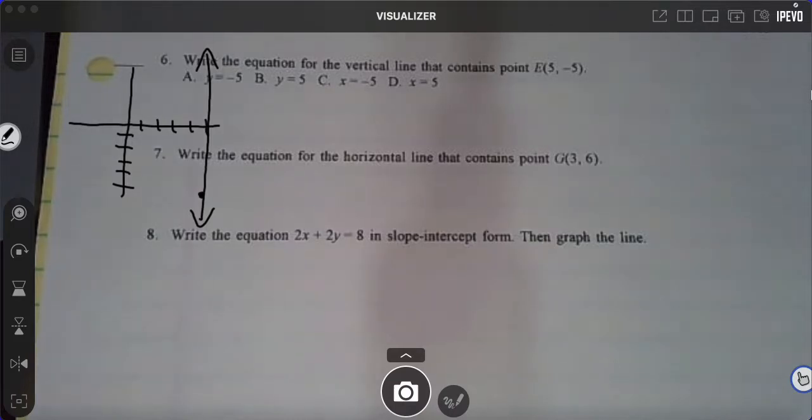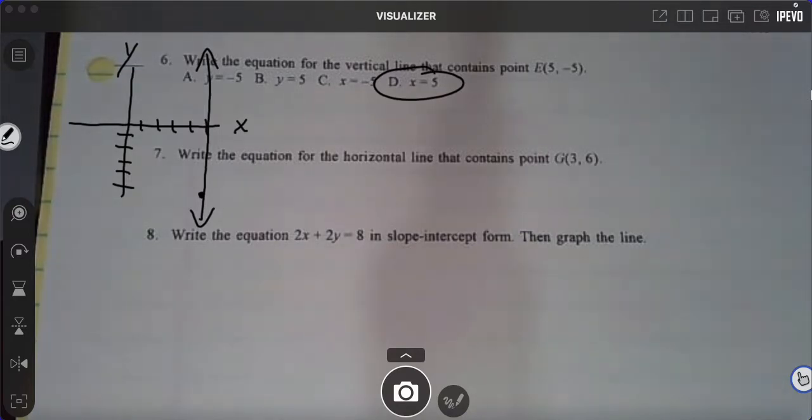So is that on my x-axis or on my y-axis that it goes through? This is my x. This is my y. It's at x equals 5. Is it not? At x equals 5. So which one says x equals 5? D. Now, anytime it's a vertical line, it's going to be x equals that number. Anytime it's a horizontal line, what's it going to be? Y equals that number. Okay?